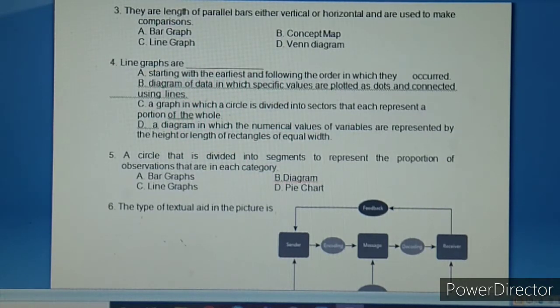Diagram of data in which specific values are plotted as dots and connected using lines. Now let's move on to number 5.